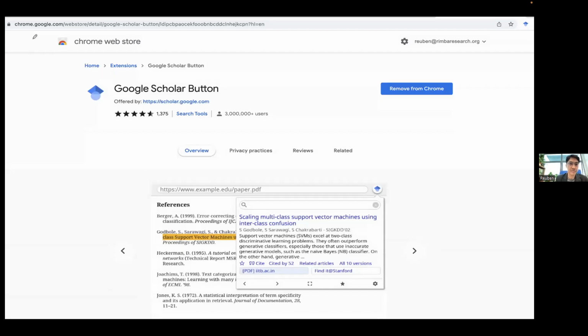How can you do that? Very simple. You can again use free software like Mendeley or EndNote to keep standardizing the format, or if you want to manually type it in, you can just use the Google Scholar button. If you're using Chrome, please go and install the Google Scholar button, and I'll show you how to use it in a bit.